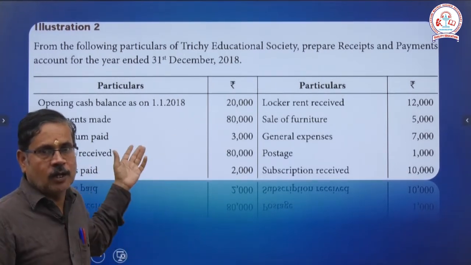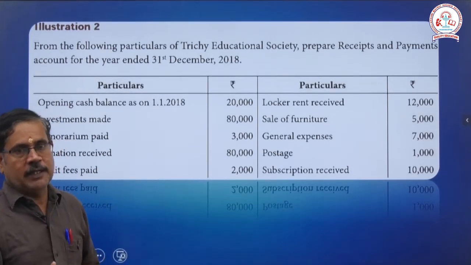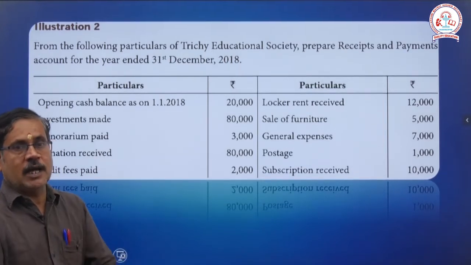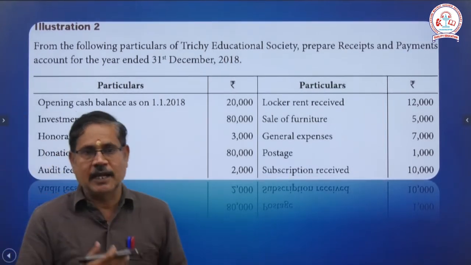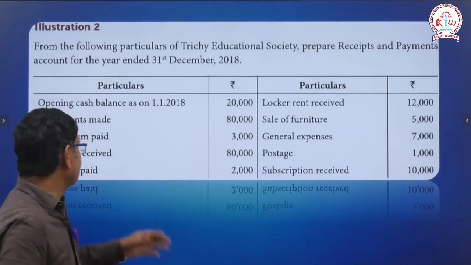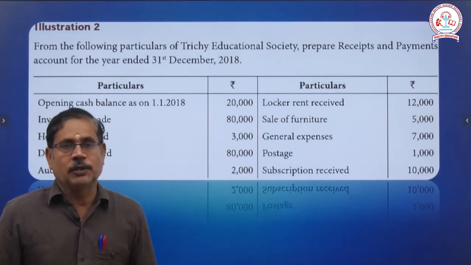Honorarium paid. So, what is meant by honorarium? Here honorarium means that to someone outside of our company, industry or institution, we give some appreciation for a guidance program. We give some honorarium, memento or gift. That is what we generally call honorarium. So, this amount will appear on your payment side.